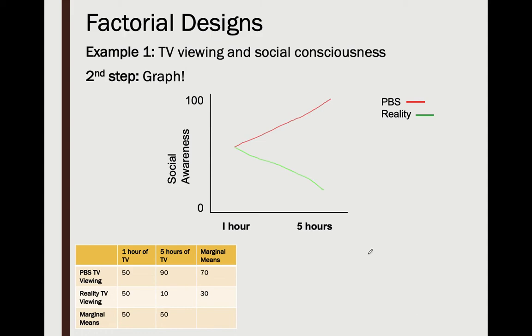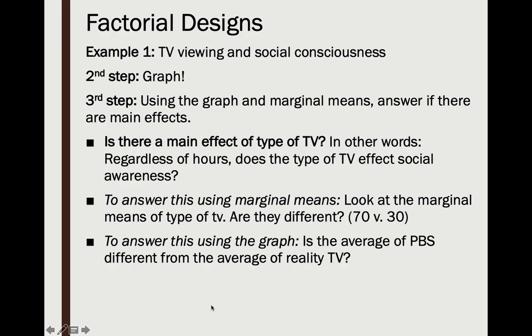we'd look at the average of the two graphs. So the average of PBS, this red line, would be right in the center of the line. The center of the line looks to be right about there. Same for reality. The center of the line seems to be right about there. Regardless, those two look pretty different. And from the marginal means, we can tell they are 70 versus 30. So again, main effect is way easier to look at in the table with the marginal means, but you can look at the graph as well. So that was main effect of type of TV.